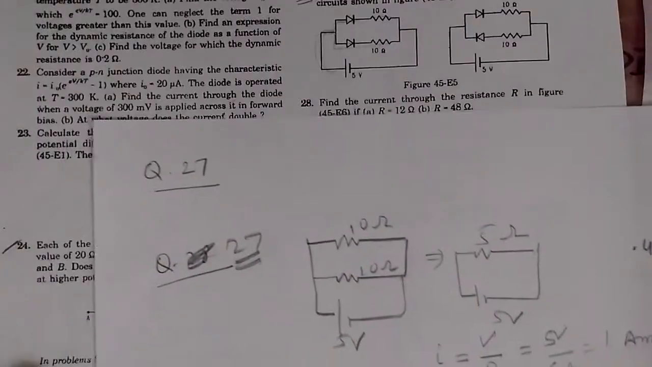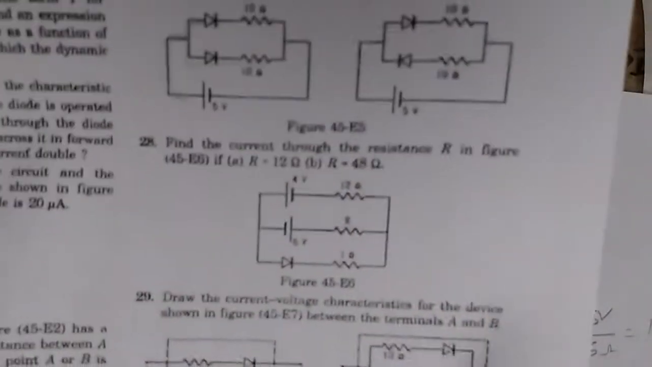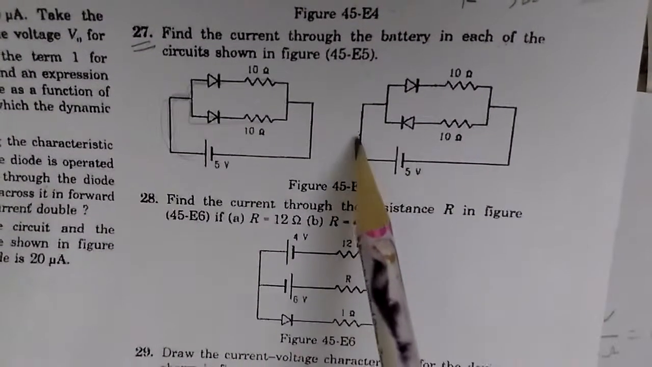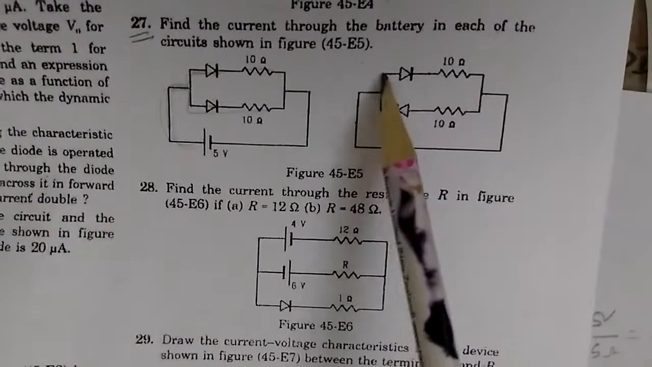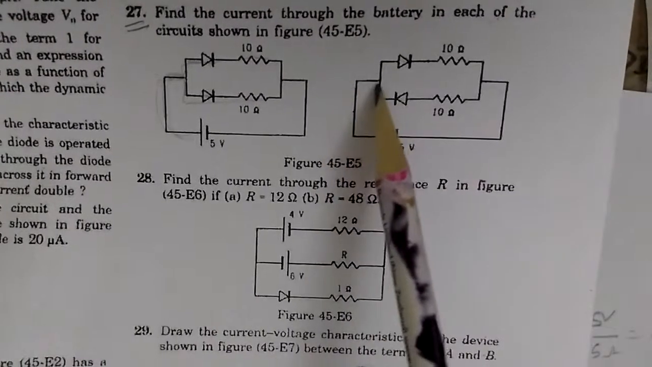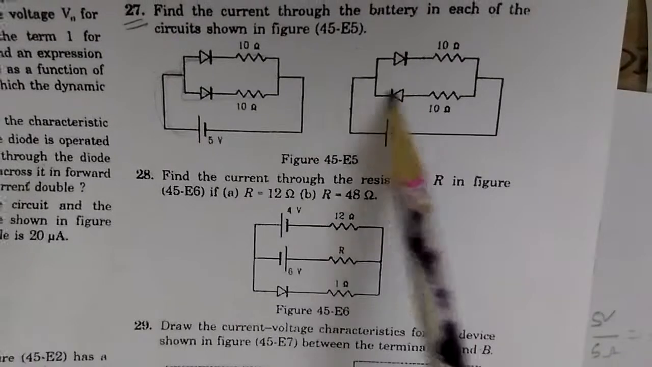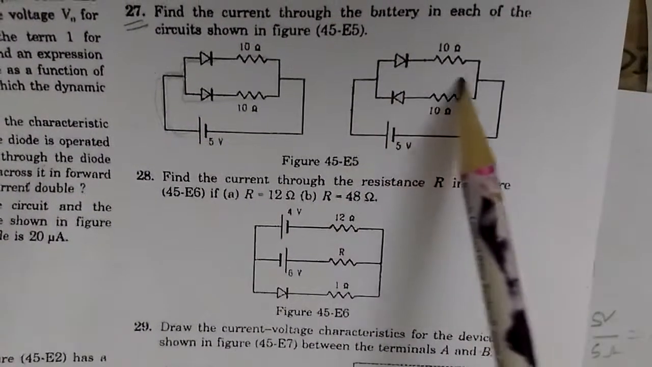In the second problem, let's look at it more closely. The 5 volt battery, when the current starts flowing, this one is a forward bias, so current flows like this and completes its path. But there is a positive voltage here and a negative voltage here. So this diode is reverse bias. So this acts as an open circuit and there is no current flow in this branch.